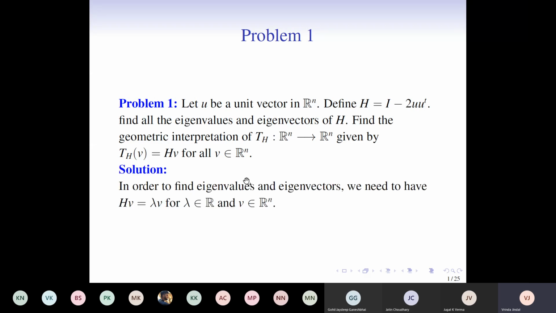So how do we go about it? The basic idea is that in order to find eigenvalues and eigenvectors, we need to have pairs of V, which is a vector in Rn, and lambda, which is a real number, such that H of V is equal to lambda times V. H is an n cross n matrix. V is a vector in Rn. Lambda is a real number, and we need to have this. Then lambda will be the eigenvalue, and V will be a corresponding eigenvector.